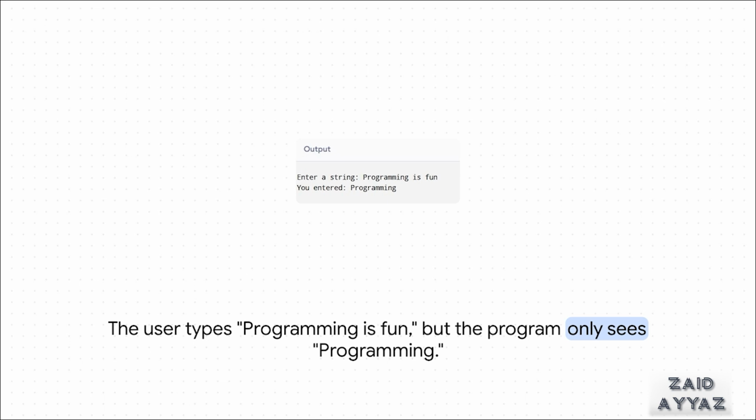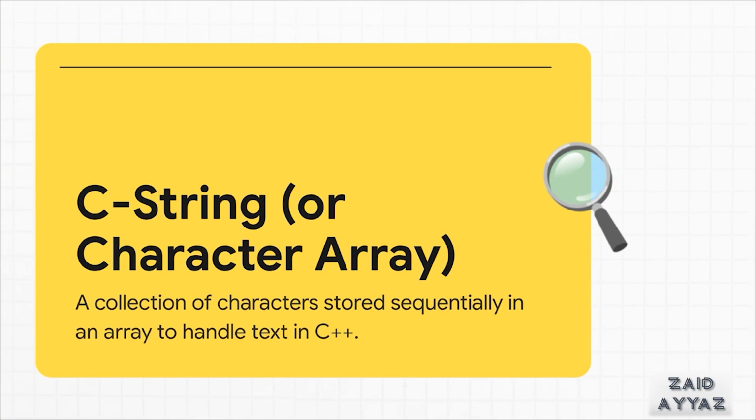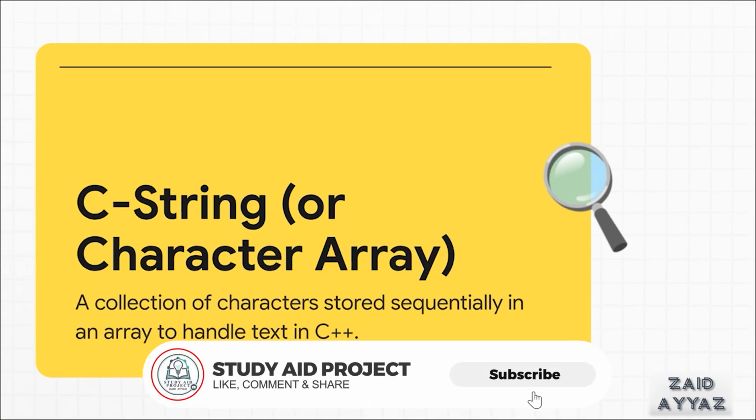To get why, we've got to look under the hood. And the key to this whole mystery, the thing that unlocks everything, is a concept called the C string. It's basically the old-school way C, C++, and its ancestor C handled text. And trust me, understanding it is absolutely essential. So what exactly is it? Well, it's simpler than it sounds.